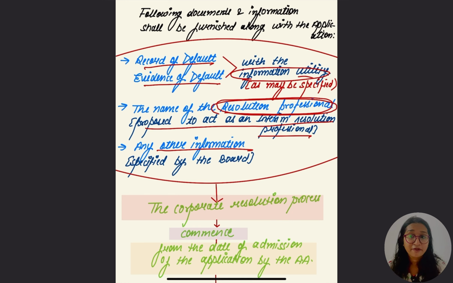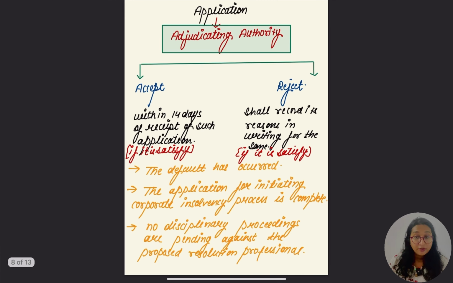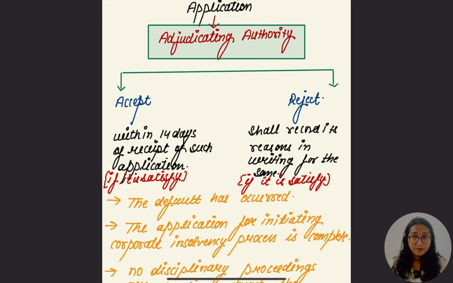Second, the resolution professional's name or any other documents which are specified by the board, ठीक है. I'll come back to this point later. So first of all, I told you that these people, the financial creditor, operational creditor or the corporate debtor can go and apply to start this process, ठीक है, to whom?